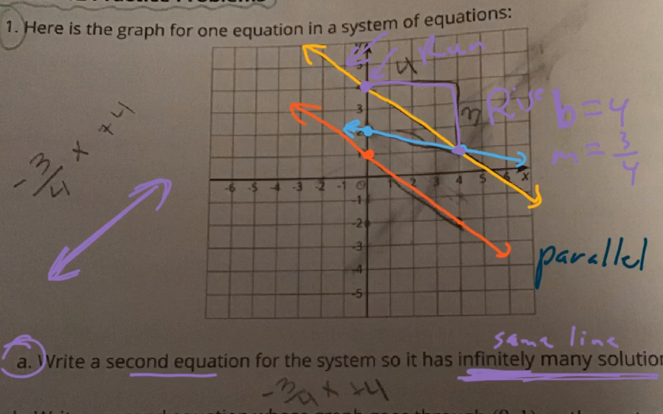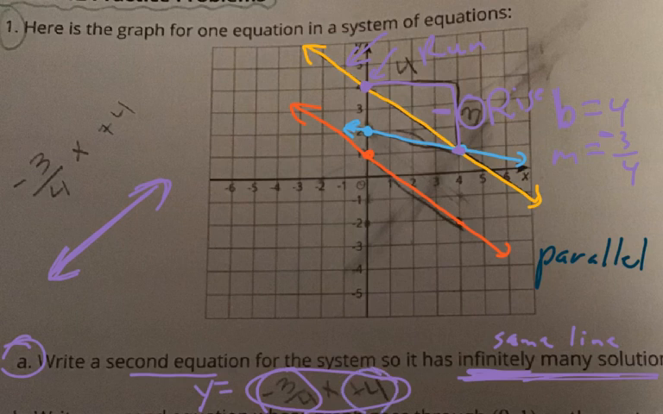And actually, it's going down as well. Ooh, almost made a mistake there. You have to watch that. A line that's going down. So this 3 right here is really a negative 3, right? Because I went down 3. So that's why this is the correct answer. Y equals m, which is negative 3/4 x, plus the b, which is 4.